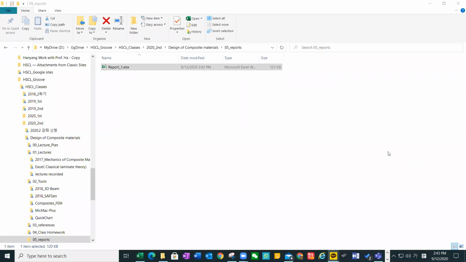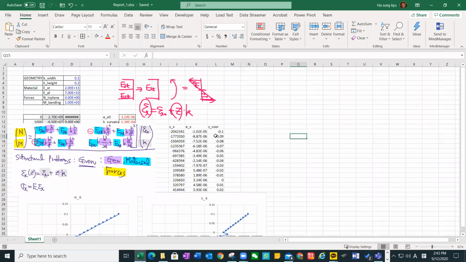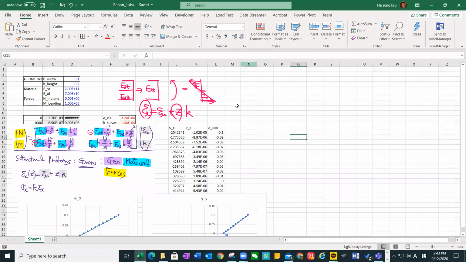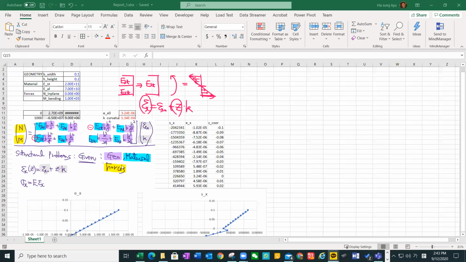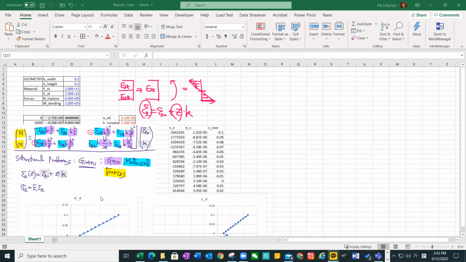Okay, let's continue our class. The Excel file we just developed, saved as report one, has been passed to all of you through KakaoTalk. Please take a very close look at it and try to understand how we program. Well, I will call it programming in Excel. This kind of procedure is very important.